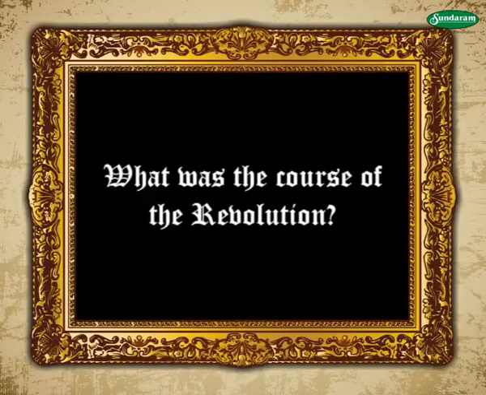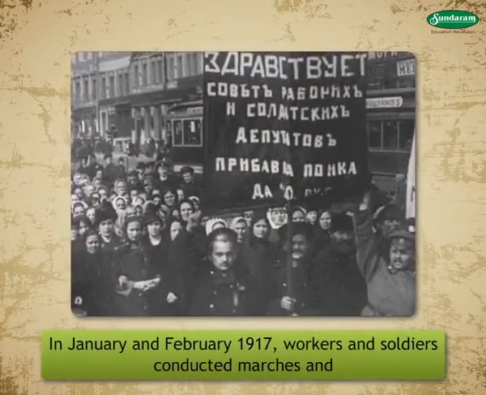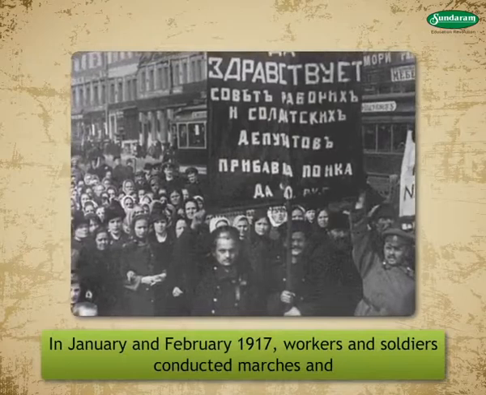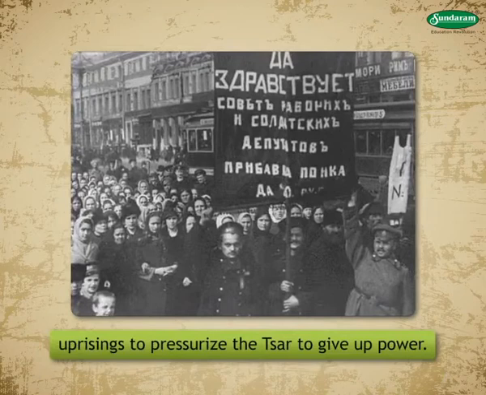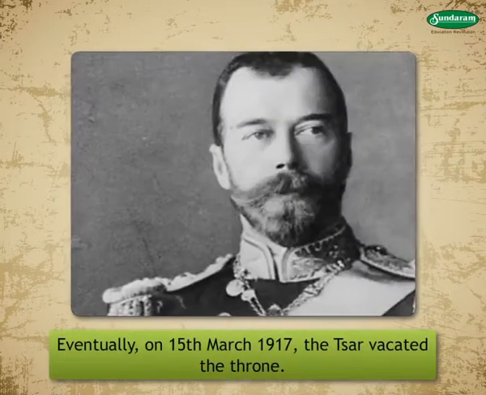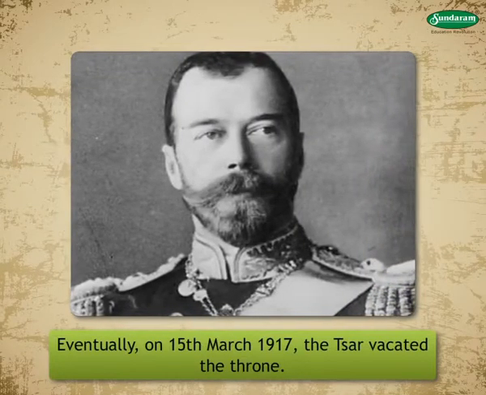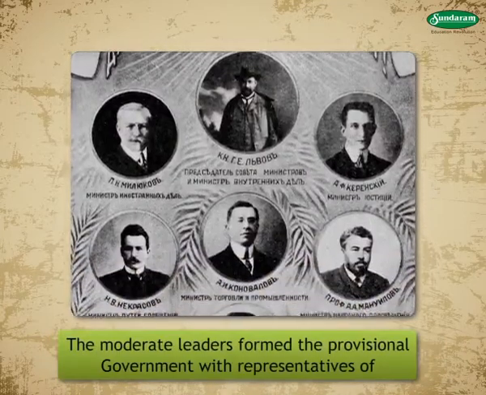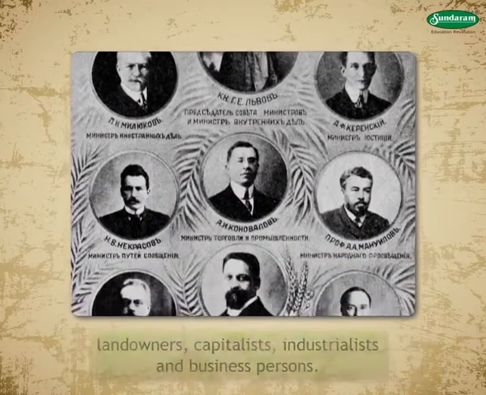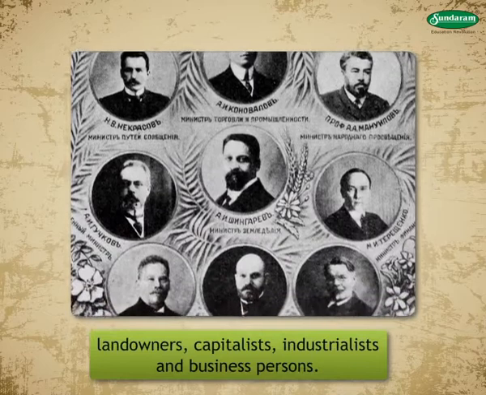What was the cause of the revolution? In January and February 1917, workers and soldiers conducted marches and uprisings to pressurize the Tsar to give up power. Eventually, on 15th March 1917, the Tsar vacated the throne. The moderate leaders formed the provisional government with representatives of landowners, capitalists, industrialists, and business persons.